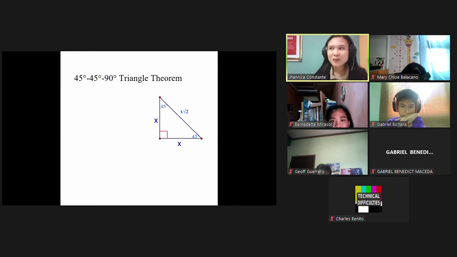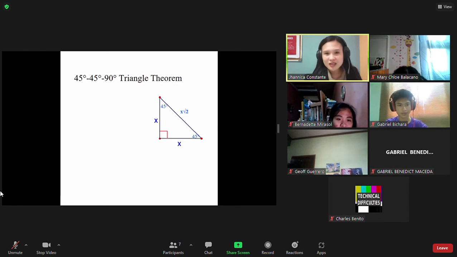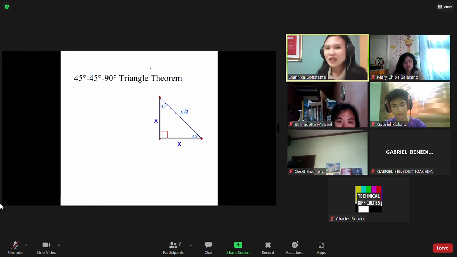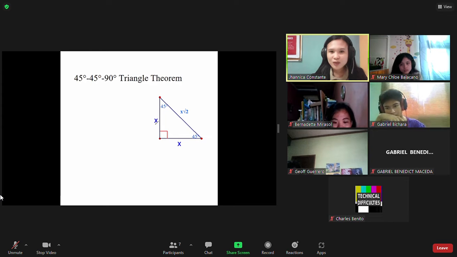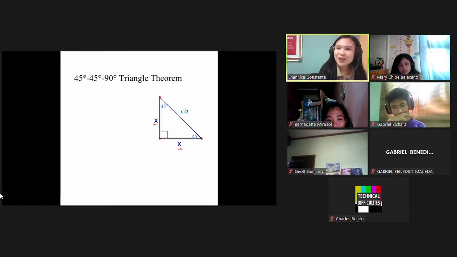For example, we have this triangle. It has angle measurements of 90 degrees, 45 degrees, and 45 degrees. We're going to solve for the measurement of the two sides of a triangle, which stands for x, and x square root of 2. That's the measurement of each side of our triangle.